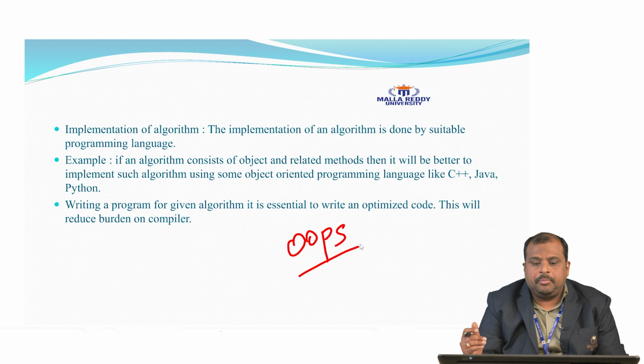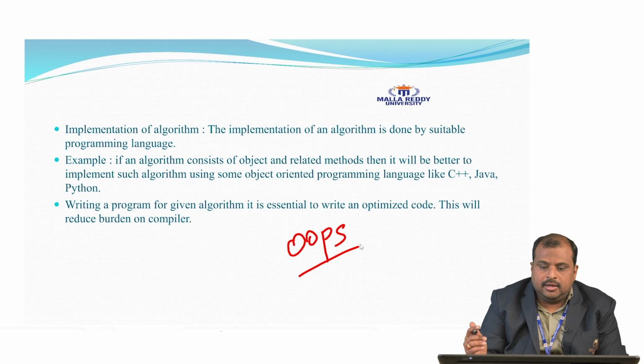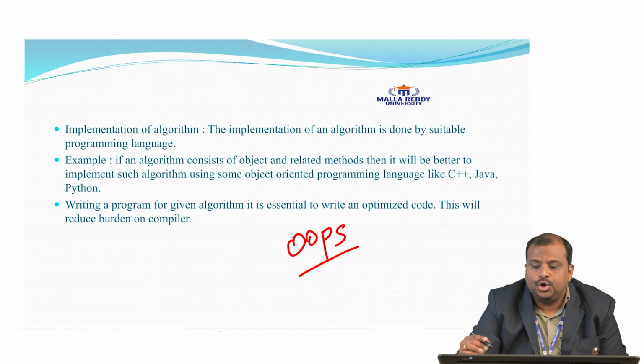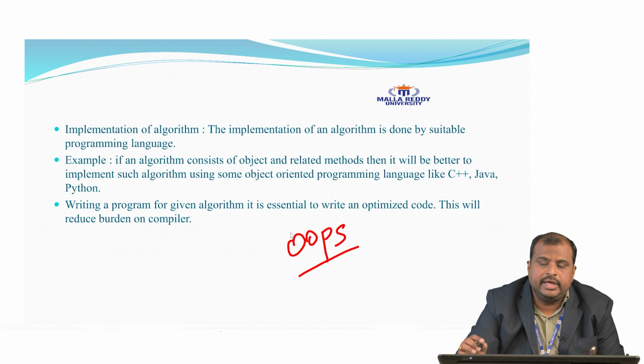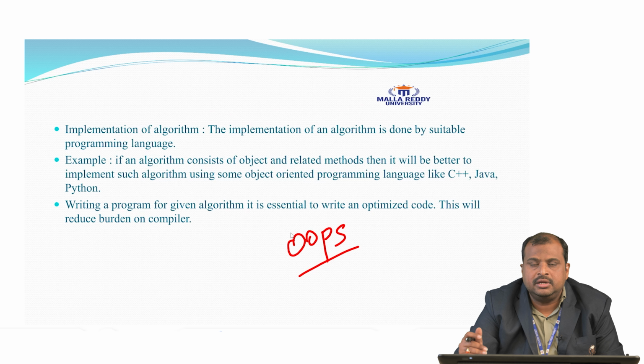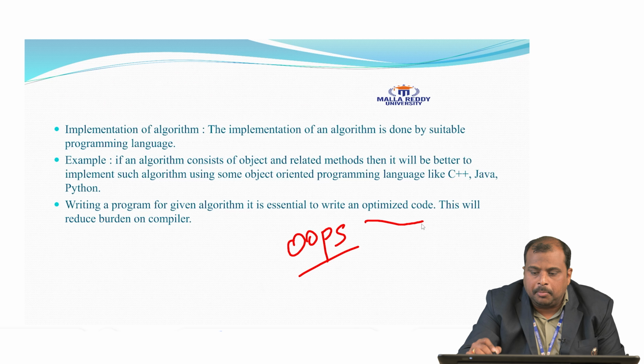Okay, when writing a program for the given algorithm, it is essential to write optimized code. This will reduce the burden on the compiler. Optimized code means, for example, a program can be written in 10 lines without removing any functionality. If a developer writes the code within 6 to 7 lines, at least 3 lines fewer, it will be less burden to the compiler. In this way, the code can be optimized.